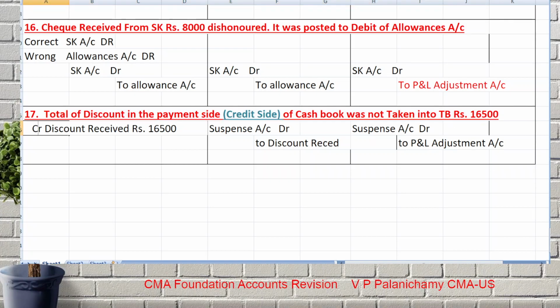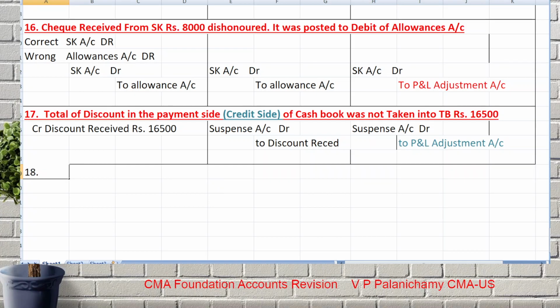That is not posted na. It's an income. Credit the discount received. Don't use suspense account. It's an error affecting only that account. Okay. Suspense account debtor to discount received after trial balance. If it is after final accounts, use which account? Use which account? P&L adjustment account. Use P&L adjustment account.